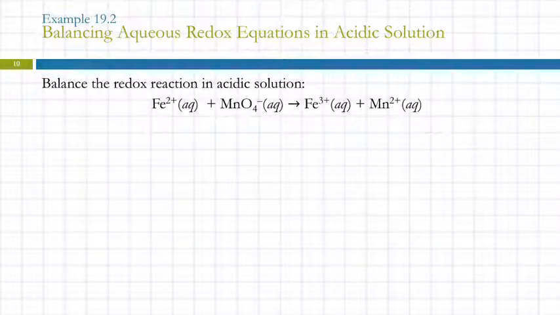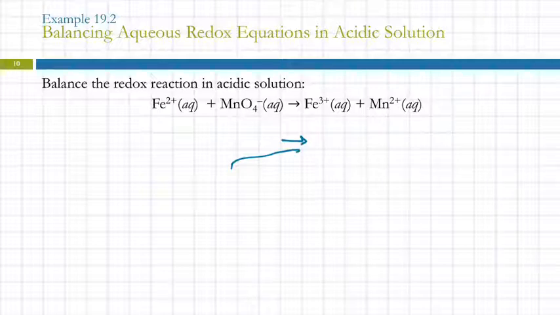Let's do another one. Okay, this time we don't have the little notes on the side. Balance the redox reaction in acidic solution. So what do we need to do first? Split them in half. 2 half reactions.